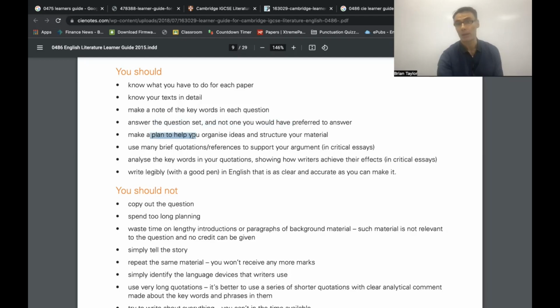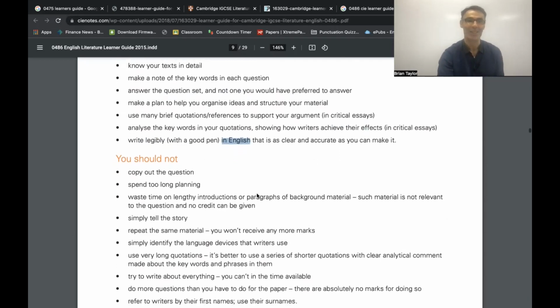Make a plan. Okay, that's straightforward enough. Use many brief quotations to support your argument. Note the word brief. You're not asking for whole verses, just brief quotations that you put in there. Analyze the key words in your quotations, showing how writers achieve their effects. So this would explain the quote and then pick out the key word or phrase or device that you want to elaborate on. Write legibly, that's always good advice. In English, I don't know if they're being sarcastic here, and make it as clear and accurate as you can.